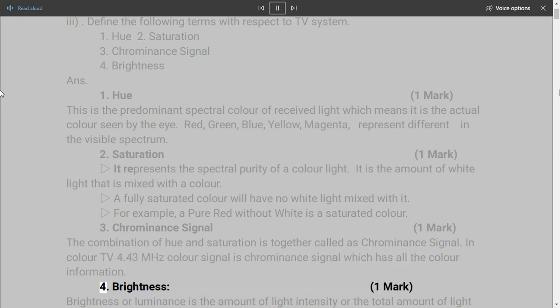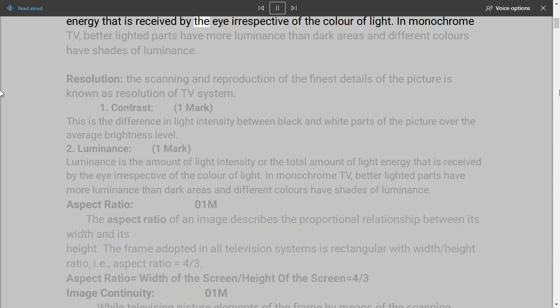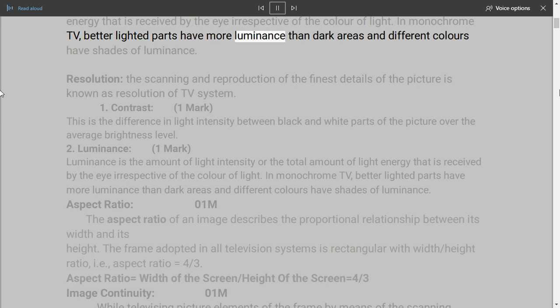4. Brightness, 1 mark. Brightness or luminance is the amount of light intensity, or the total amount of light energy, that is received by the eye irrespective of the color of light. In monochrome TV, better lighted parts have more luminance than dark areas, and different colors have shades of luminance.